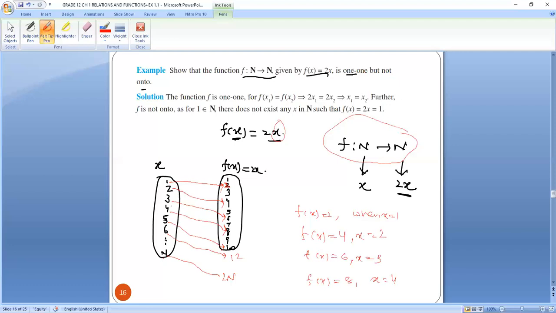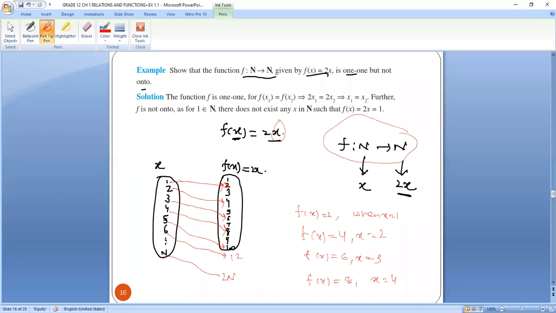Can it happen that this becomes a many-one function, that there is some element which belongs to 2 and also belongs to some other element? It will not happen. For every x there will be only one f of x. If it is 1, it will correspond only to 2. If it is 2, it will correspond only to 4. 3 will correspond to 6 only.